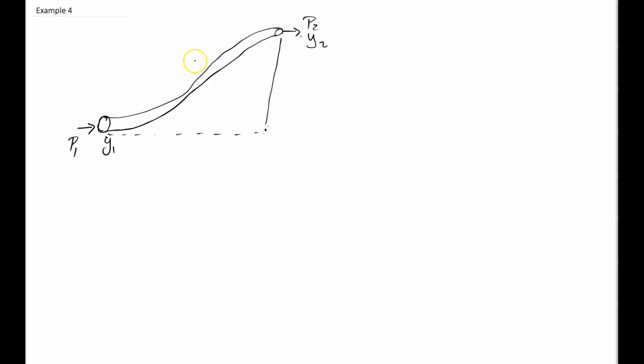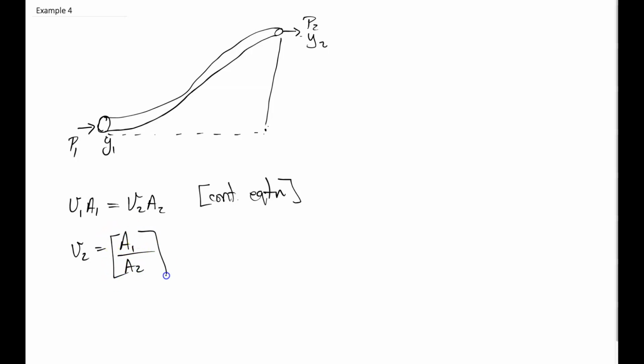And if we consider the continuity equation, which says that V1 times A1 equals V2 times A2, this is known as the continuity equation, then we can say that the velocity at V2, the higher point, is going to be A1 over A2 times V1.